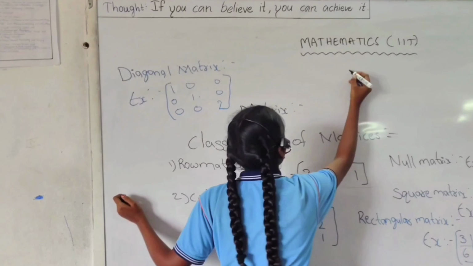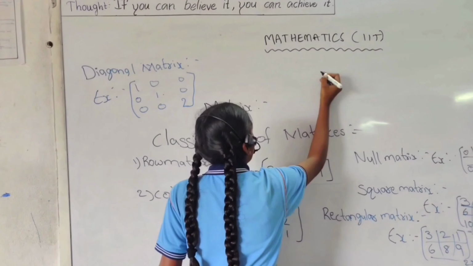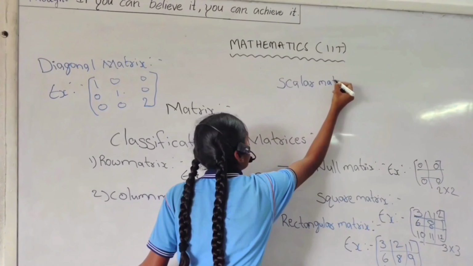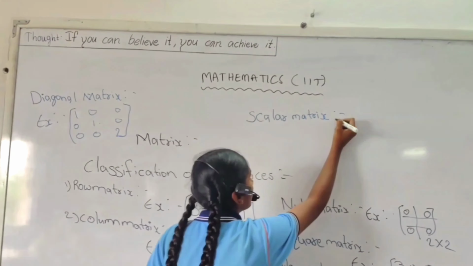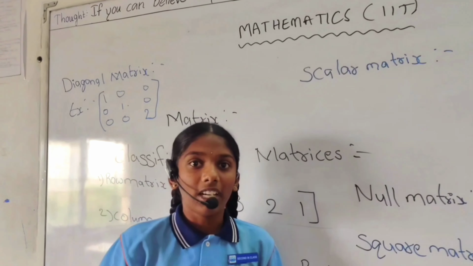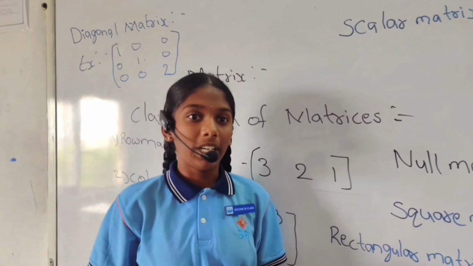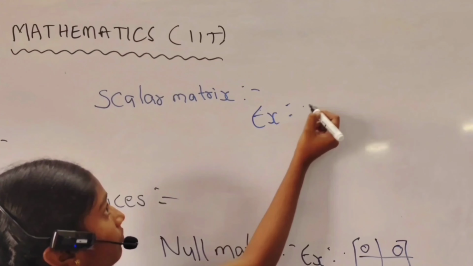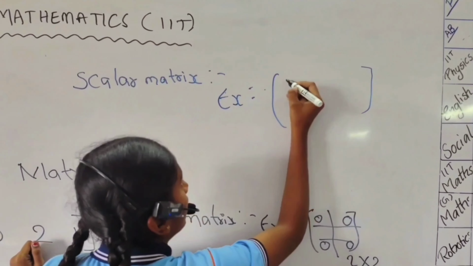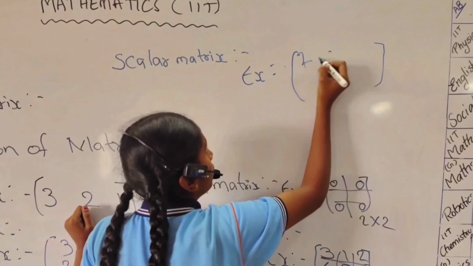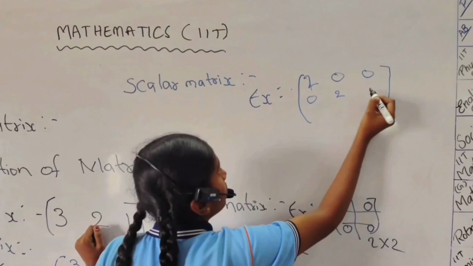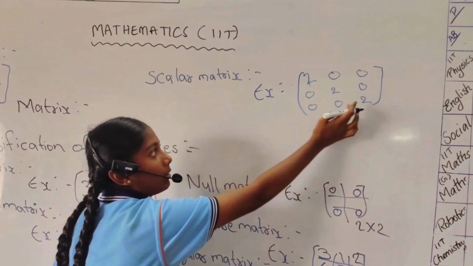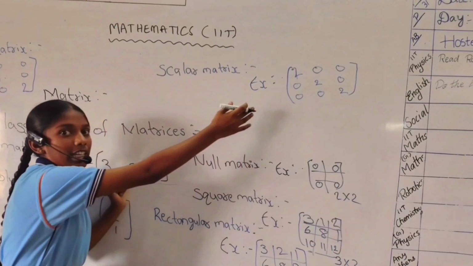Next, scalar matrix. In a matrix, if the non-diagonal elements are 0 and the diagonal elements are equal, then it is called a scalar matrix. Example of scalar matrix: 2, 0, 0, 0, 2, 0, 0, 0, 2. Here the non-diagonal elements are 0 and the diagonal elements are equal, and it is a square matrix also.